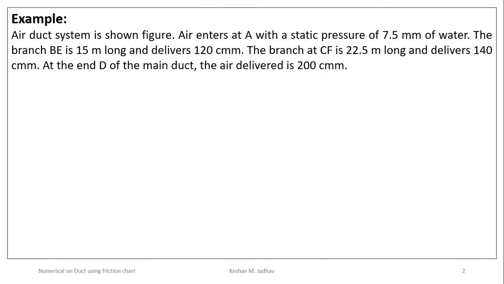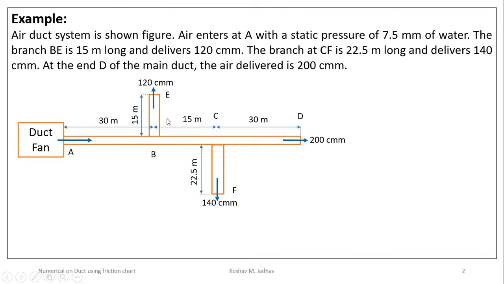So the problem statement is like this. Air duct system is shown in figure. So this figure is given to us. Air enters at A with static pressure of 7.5 mm of water. The branch BE is 15 meter long and delivers 120 cmm.